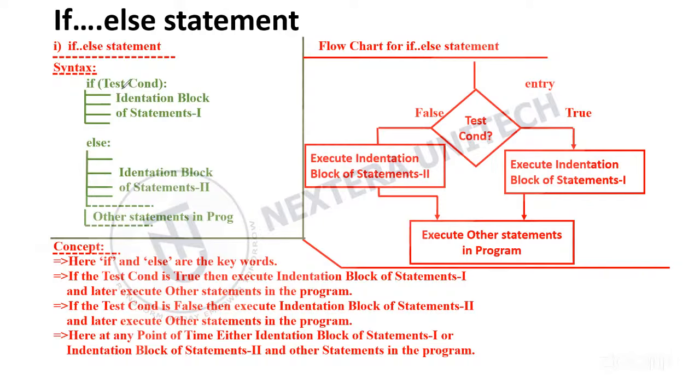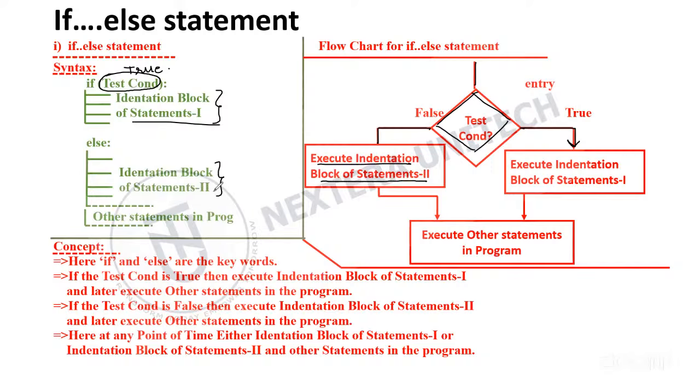So here, this is the flow chart of the if else statement. It will enter these statements and check the test condition, okay? The if statement itself gives the test condition, and if the test condition is true, it will just execute the indentation block of statements 1, that is the block of code inside the if statement. And if that is false, it will execute the indentation block of statements 2.